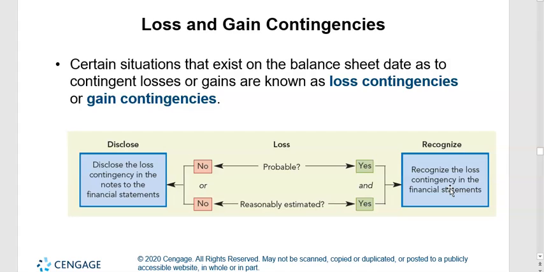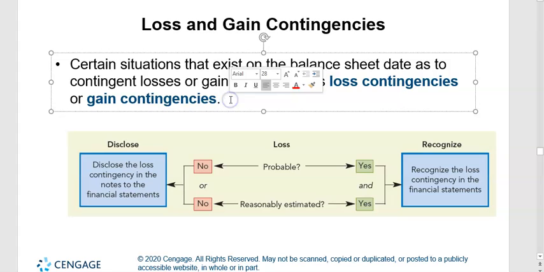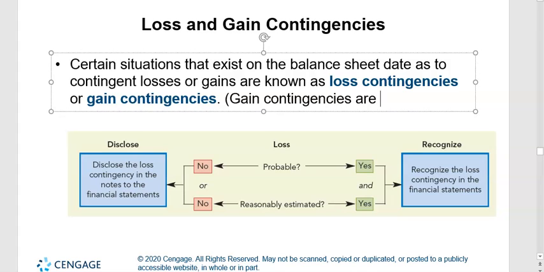Now accountants want to be conservative, so that's why we want to recognize these losses. However, since we're conservative, you don't ever recognize gain contingencies. So let's put that in there. Gain contingencies are not recognized until realized. So that means until it actually happens. But you would recognize the loss contingency if it meets both of these requirements right here. It's probable that you're going to incur the loss, and you can reasonably estimate the dollar amount.